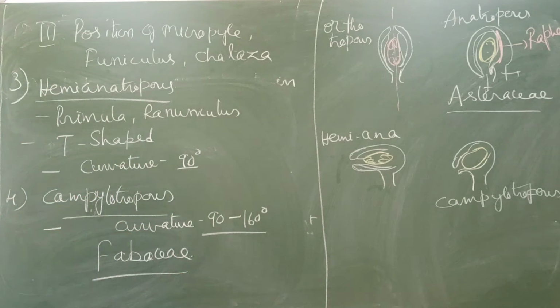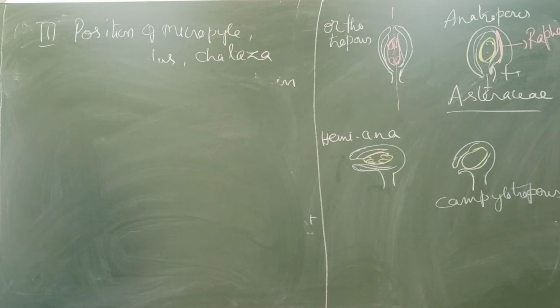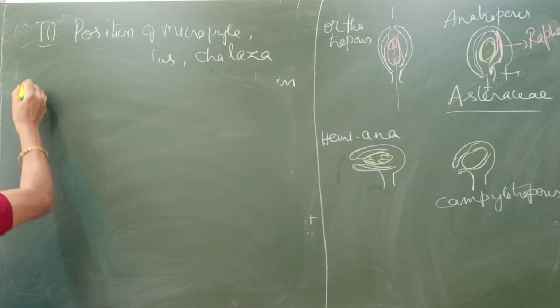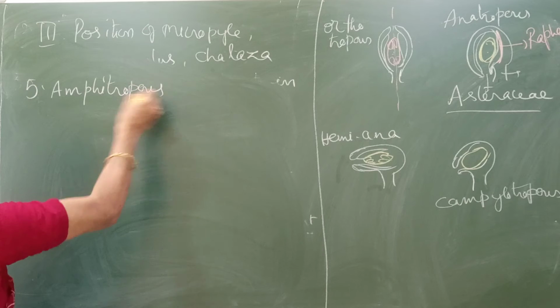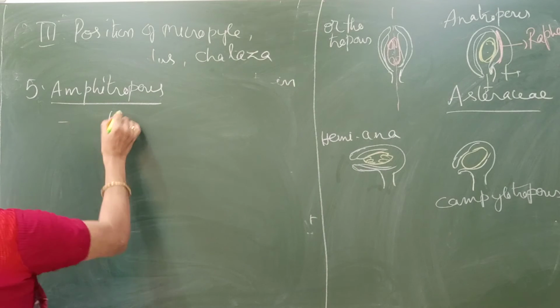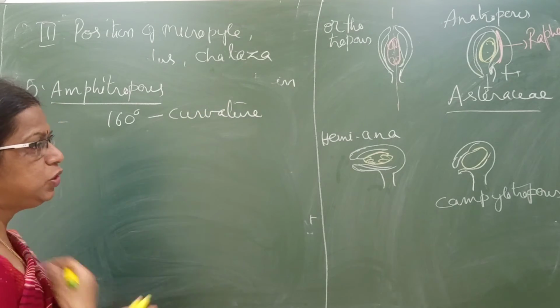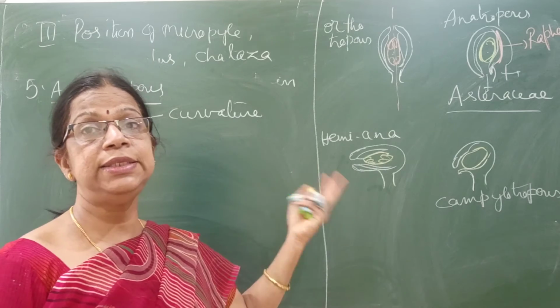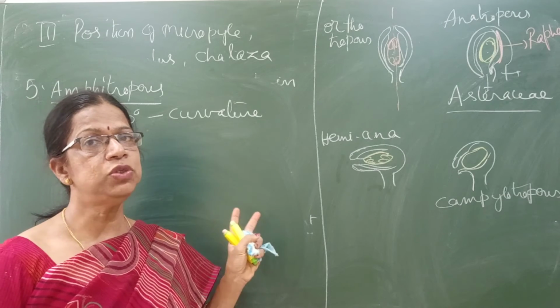Okay, now next, let us do another type. One more type you have is the fifth type, called the amphitropous ovule. In the amphitropous ovule, the curvature is 160 degrees. That means it is more than the campylotropous but less than the anatropous ovule.